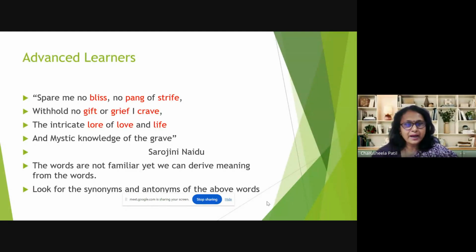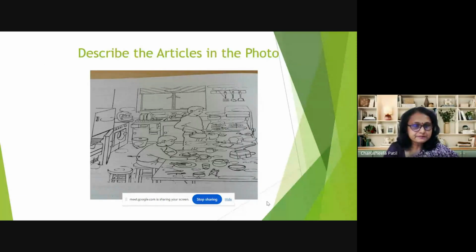So bliss, pang, strife, these are not words which are commonly used. Poetic language has such kinds of words. So this kind of exercise can be conducted in the class, and students can benefit from it. Okay, can I have the next slide, please?